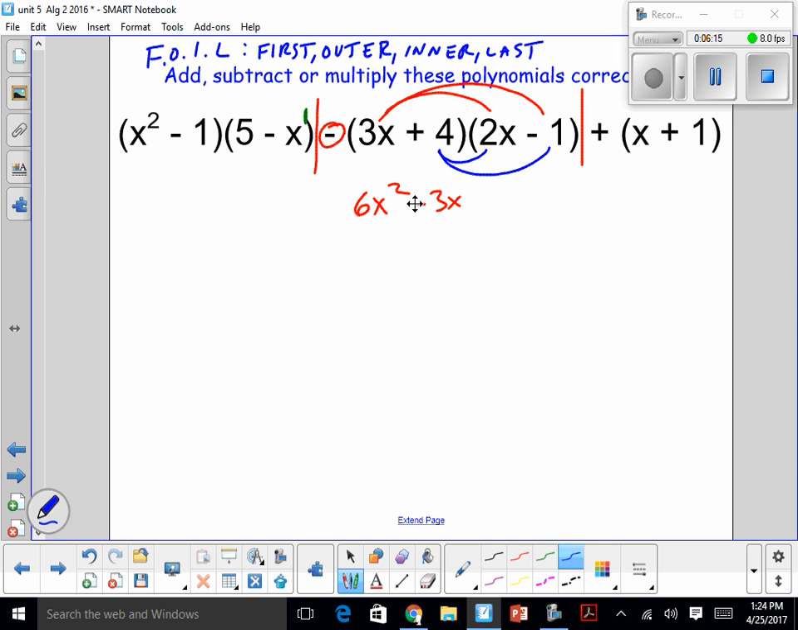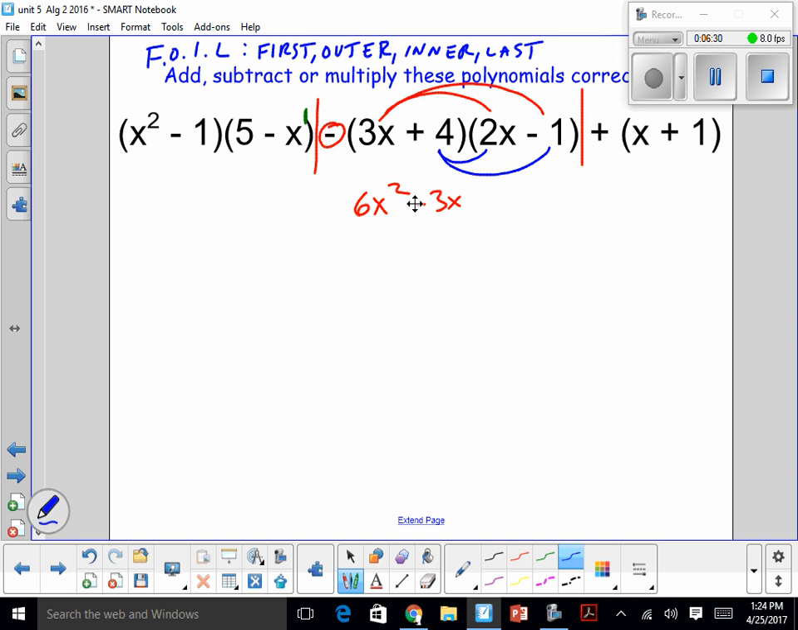Inner, 4 and the 2x, I'm going to multiply those third. They're on the inside of the whole thing. And last, the last two guys in the parentheses represent the last piece. FOIL. First, outer, inner, last. They're all trying to make something memorable in a subject that's not that memorable.